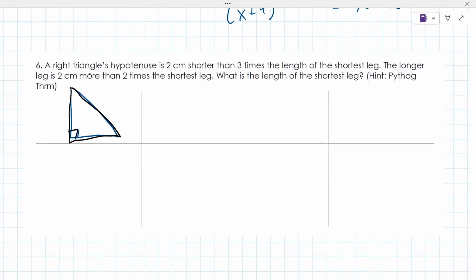All right, so the triangle: the hypotenuse is 2 centimeters shorter than three times the length of the shortest leg. The longer leg is 2 centimeters more than 2 times the shortest leg. So to me, it looks like x is the shortest leg. And then the longer leg is 2 centimeters more than 2 times the shortest leg. That's 2x plus 2. And then the hypotenuse is 2 centimeters shorter than 3 times the shortest leg, so that's 3x minus 2. So that's the setup, and that's really critical here to be able to do this problem.